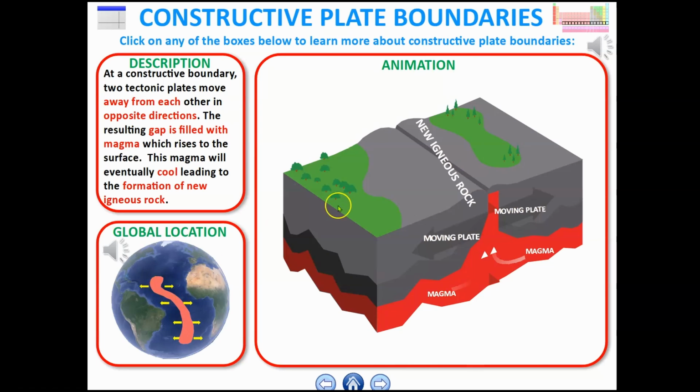So where plates are moving apart, a constructive plate boundary, two plates move away from each other, and the resulting gap is filled with magma. So something is being constructed in the middle. The magma rises to the surface and will eventually cool, leading to a formation of new igneous rock.